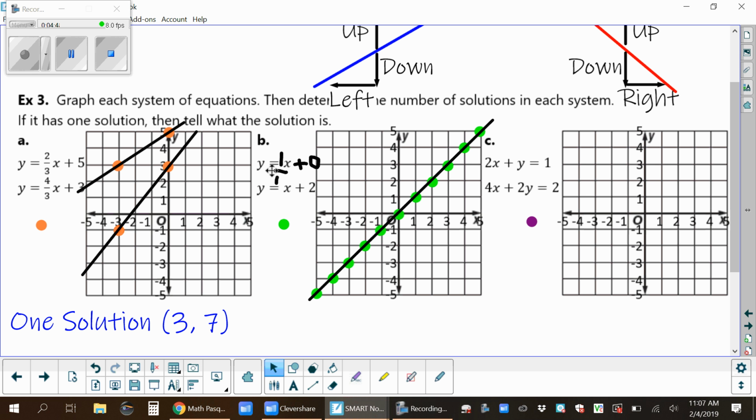And then the second equation is the same idea. Again, you can put a 1 in front of the x if that helps. And then this time it says plus 2, so that means that I'm going to start from 2 and then go up 1 and to the right 1 until I run out of space.